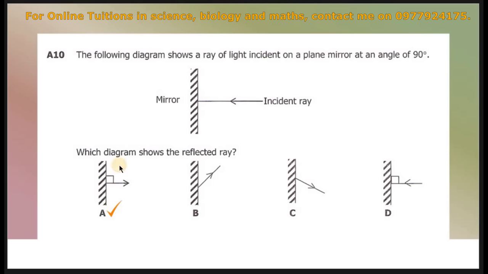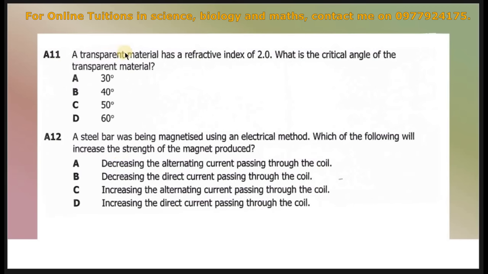Then next, we move to question 11. Question 11 says, a transparent material has a refractive index of 2.0. What is the critical angle of the transparent material? Okay, they want the critical angle of a transparent material whose refractive index is 2.0. So you must understand that refractive index, n, is given by 1 over sine of the critical angle. So C stands for critical angle. If you make the critical angle the subject of the formula, you get critical angle is equal to sine inverse, open brackets, 1 divided by the refractive index.